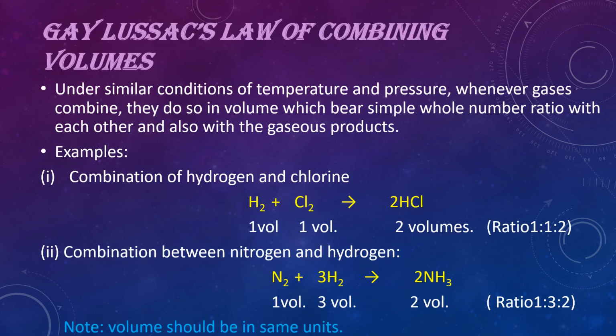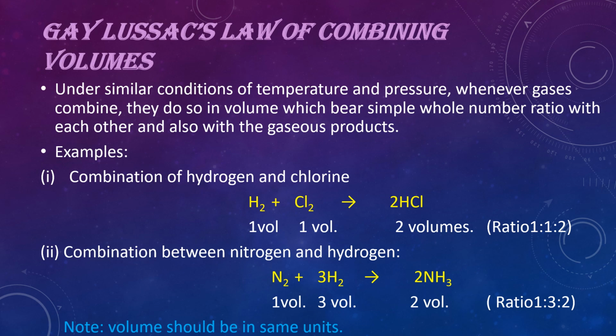Just try these questions. Now the next law is Gay-Lussac's law of combining volume. Under similar conditions of temperature and pressure, whenever gases combine, they do so in the volume which bears simple whole number ratio with each other and also with the gaseous product. Now taking an example, the combination of hydrogen and chlorine, H2 plus Cl2 gives 2HCl. So here one volume of hydrogen reacts with one volume of chlorine to give two volume of HCl. So the ratio is 1:1:2. That is a simple whole number ratio.